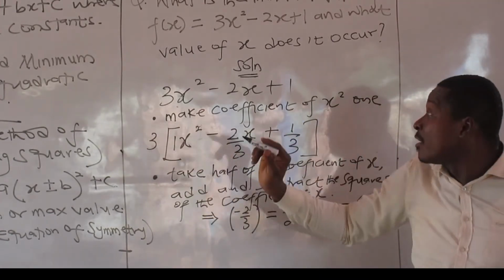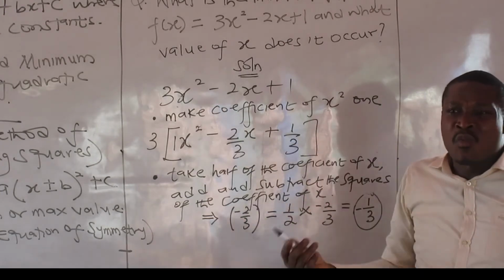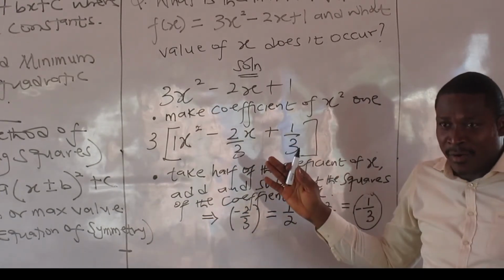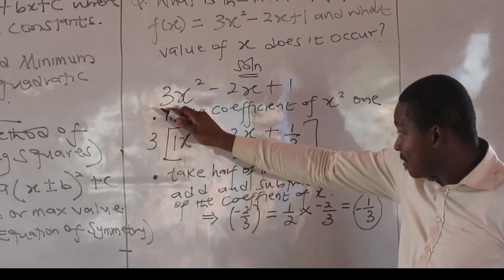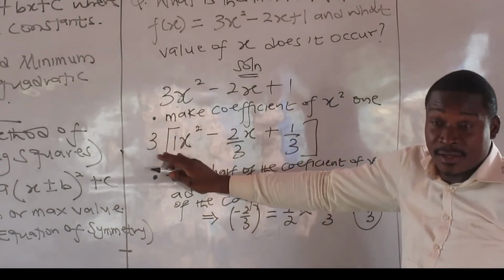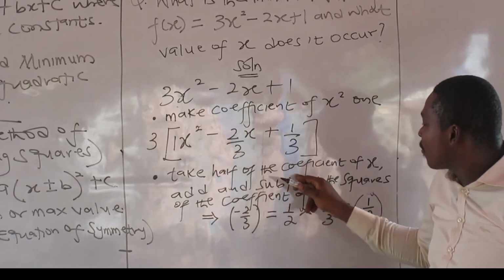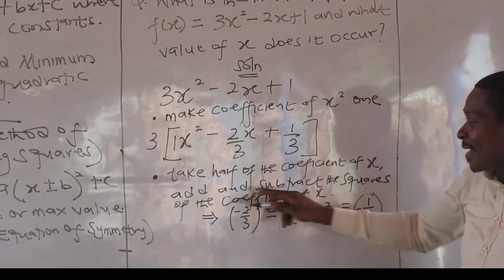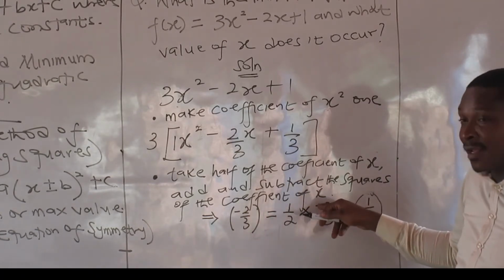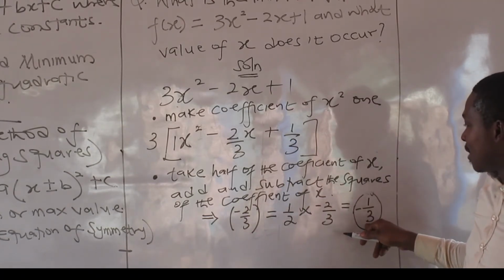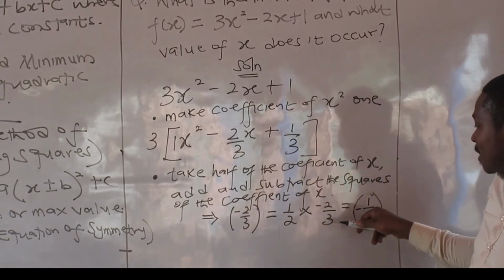That is what happened here. Factor the 3 out. Now what if it is just 1 here? It's already 1. So you can't do anything again, right? Just go ahead. So I've done that. You can see it is 1. By taking the 3 out, that's as if I divide 2 by 3, as you can see here. And next one. Take half of the coefficient of x. Add and subtract the squares of the half of the coefficient of x, right?